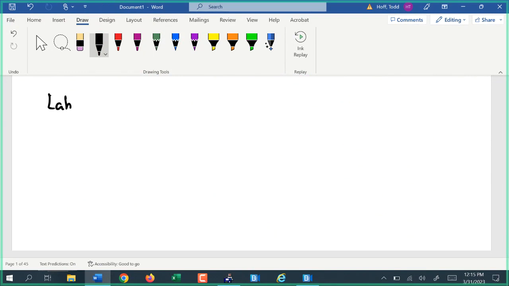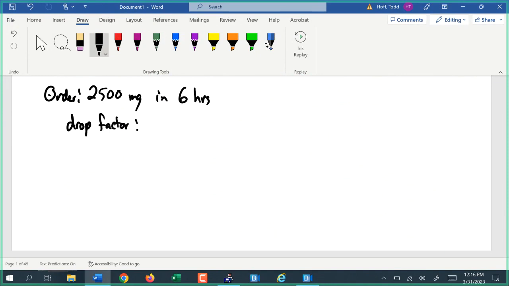So let's say we have an order for 2,500 milligrams over 6 hours. We know that the medication has a drop factor. We can get that drop factor off the infuser, and we can see that the setting on the infuser has a flow rate of 40 drops per minute.